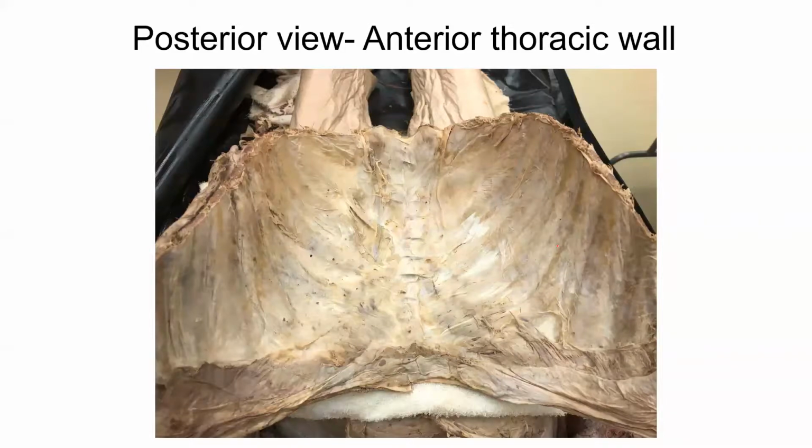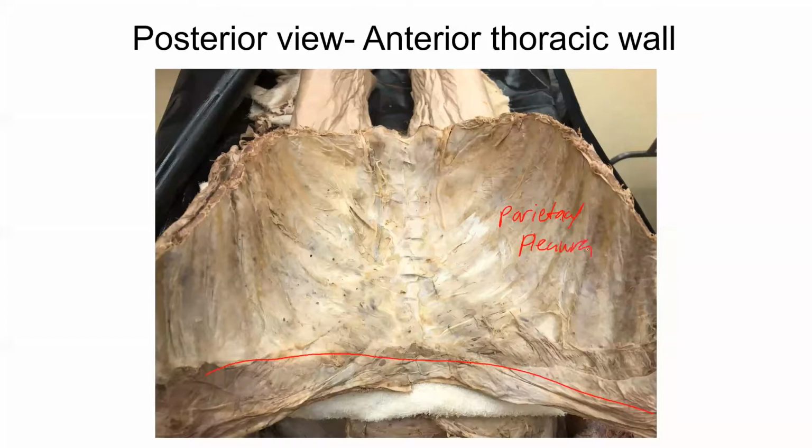Okay, here we get into the posterior thoracic wall, the anterior thoracic wall, a posterior view of that. And there isn't much that we can see here. We can see a part of the diaphragm attaching. And we want to appreciate that the parietal pleura is attached here, okay, really important.